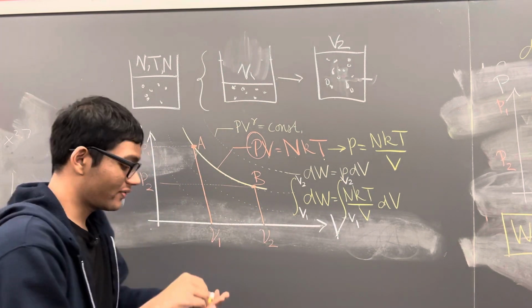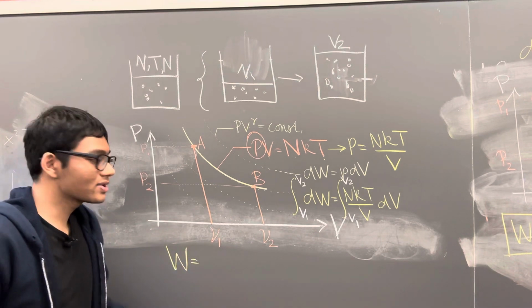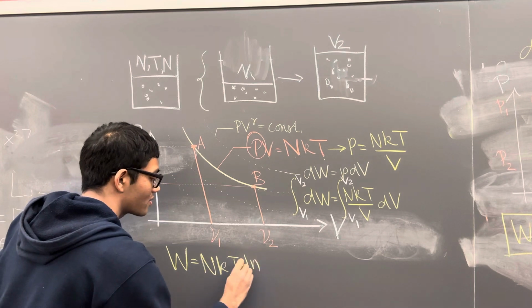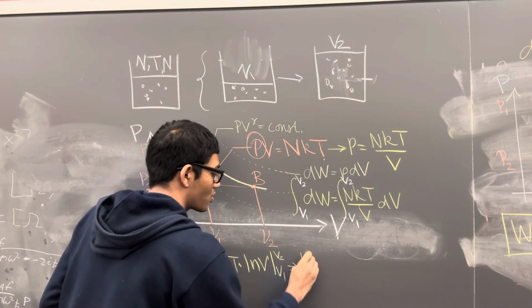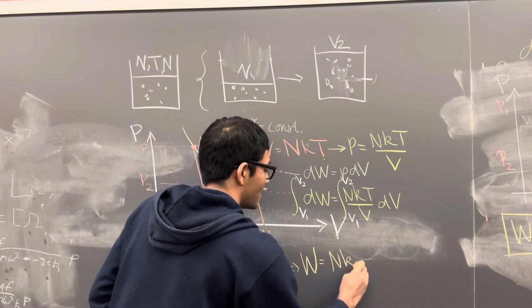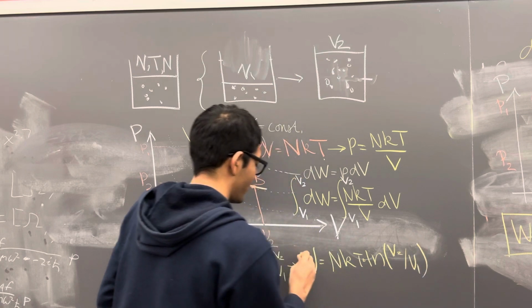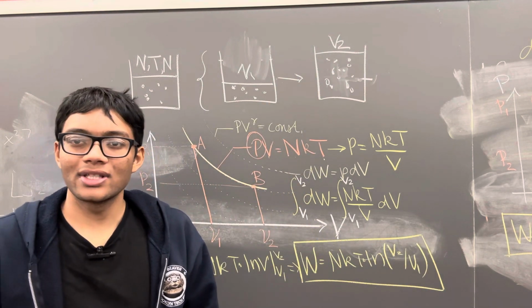So that is going to give us the total work done by this ideal gas as follows. Just integrate this. We get NKT times the natural log of the volume from V1 to V2, so that the total work done by the ideal gas is NKT times the natural log of V2 over V1. All right, that's how you answer this physics GRE problem.